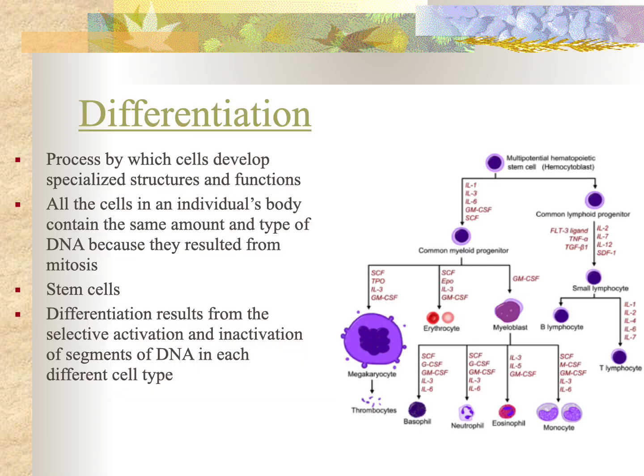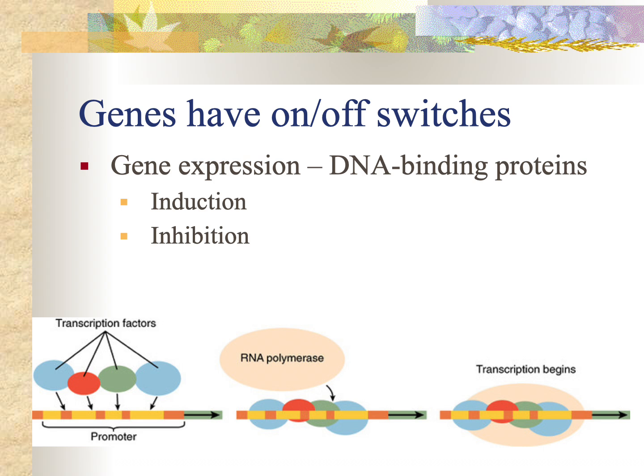I should also mention here that cell division is also a time when cells develop specialized structures and functions. And this often results from the selective activation or inactivation of certain parts of the DNA chromosomes. Certain genes are turned on and certain genes are turned off. This controls which cells are active, and this primarily happens at the promoter region.